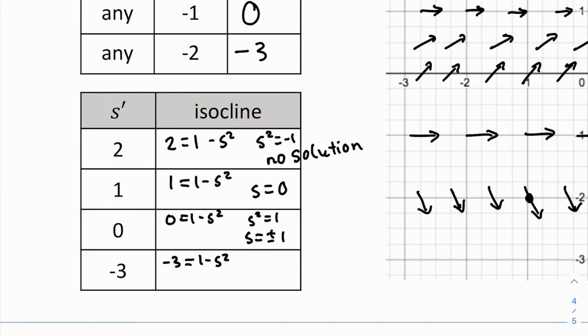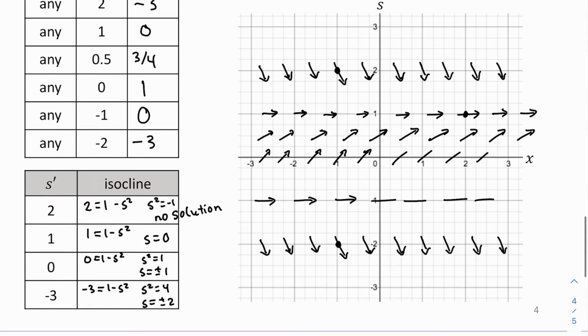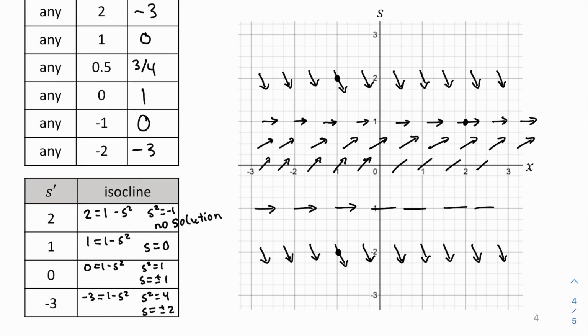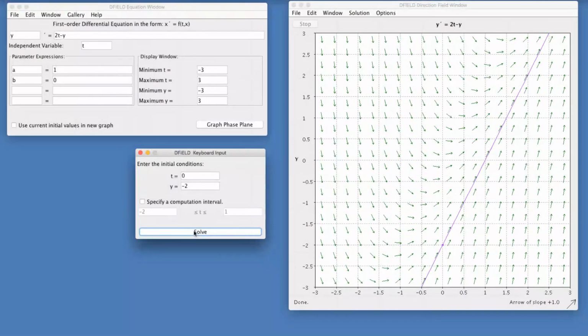Solve for s squared. S squared has to be 4 for this to happen, which tells us that if s is 2 or negative 2, then the s primes will be negative 3, which is something we already discovered, right? When s was 2, the s primes were negative 3, and when s was negative 2, the s primes were negative 3.